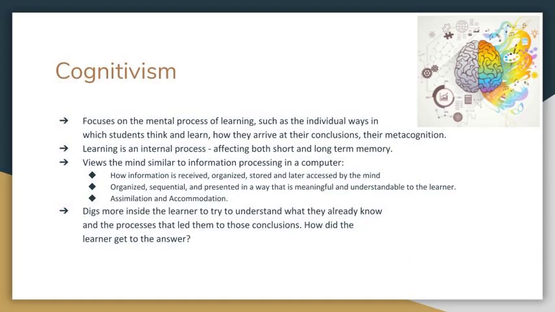Cognitivism focuses on the mental process of learning, such as the individual ways in which students think and learn, how they arrive at their conclusions, and their metacognition. Learning is seen as an internal process, and the mind is viewed similar to information processing in a computer. That would be how information is received, organized, stored, and later accessed by the mind.